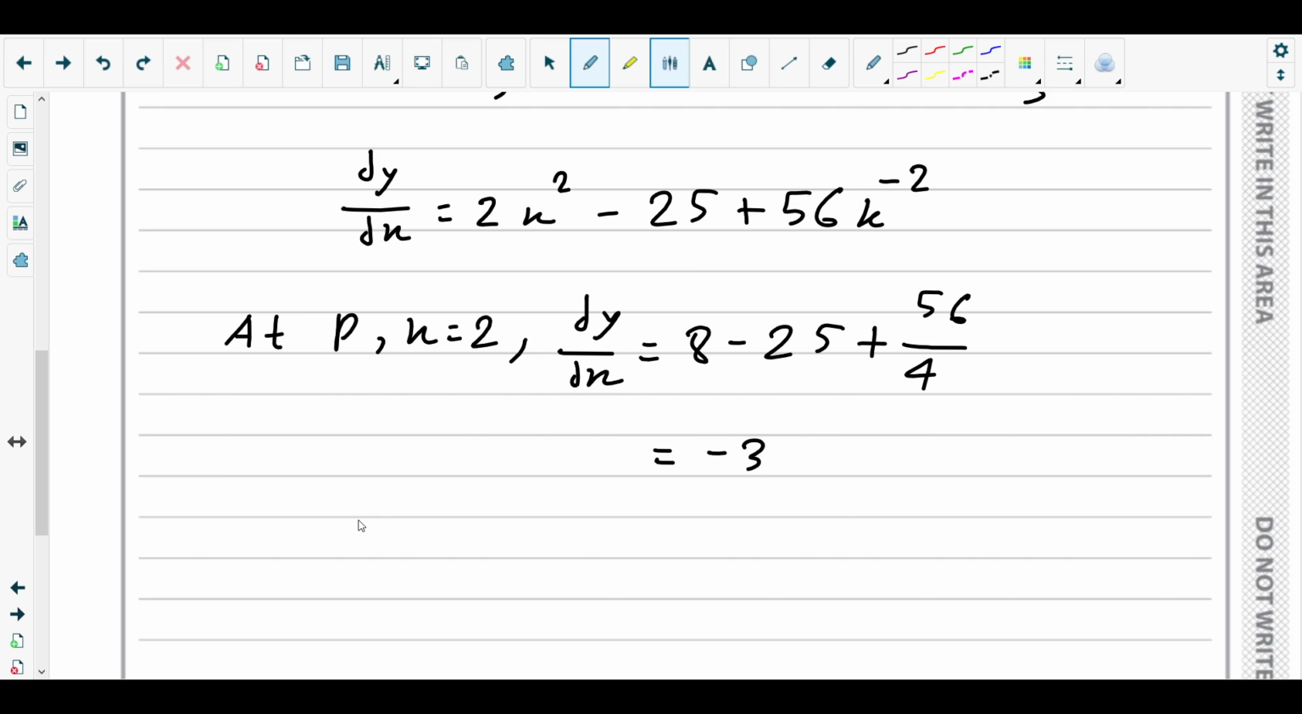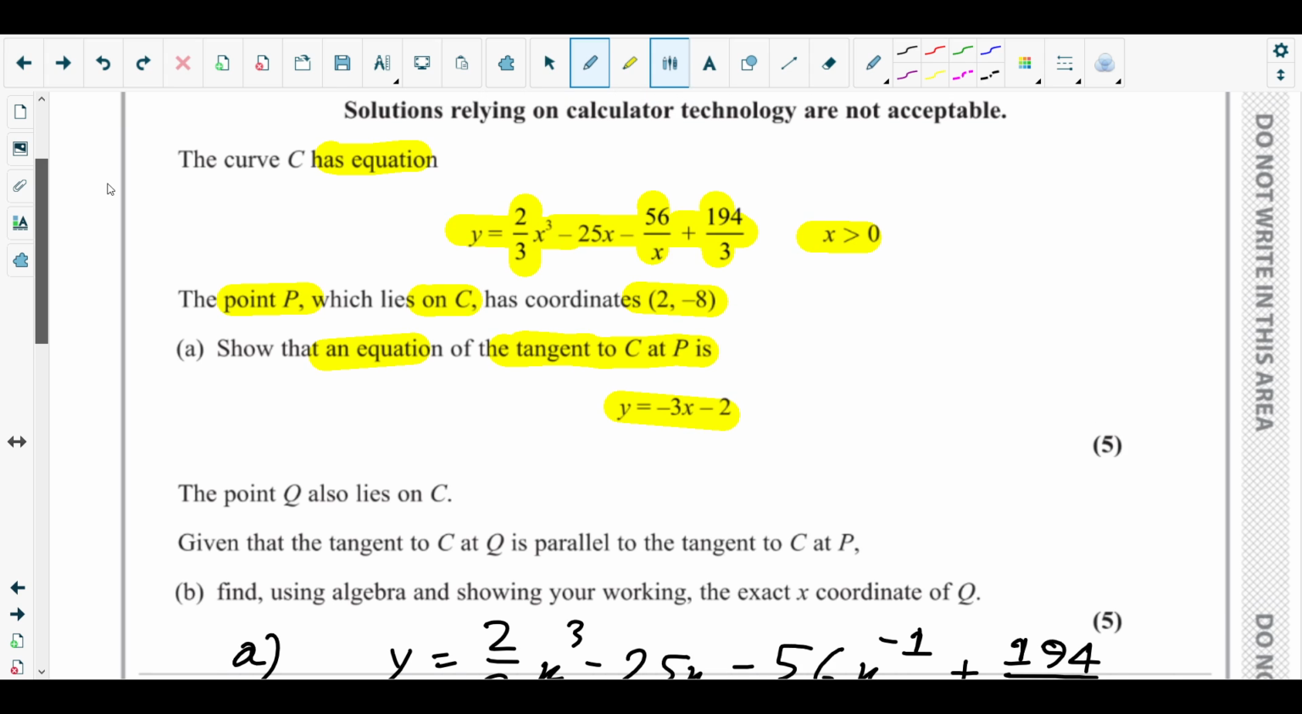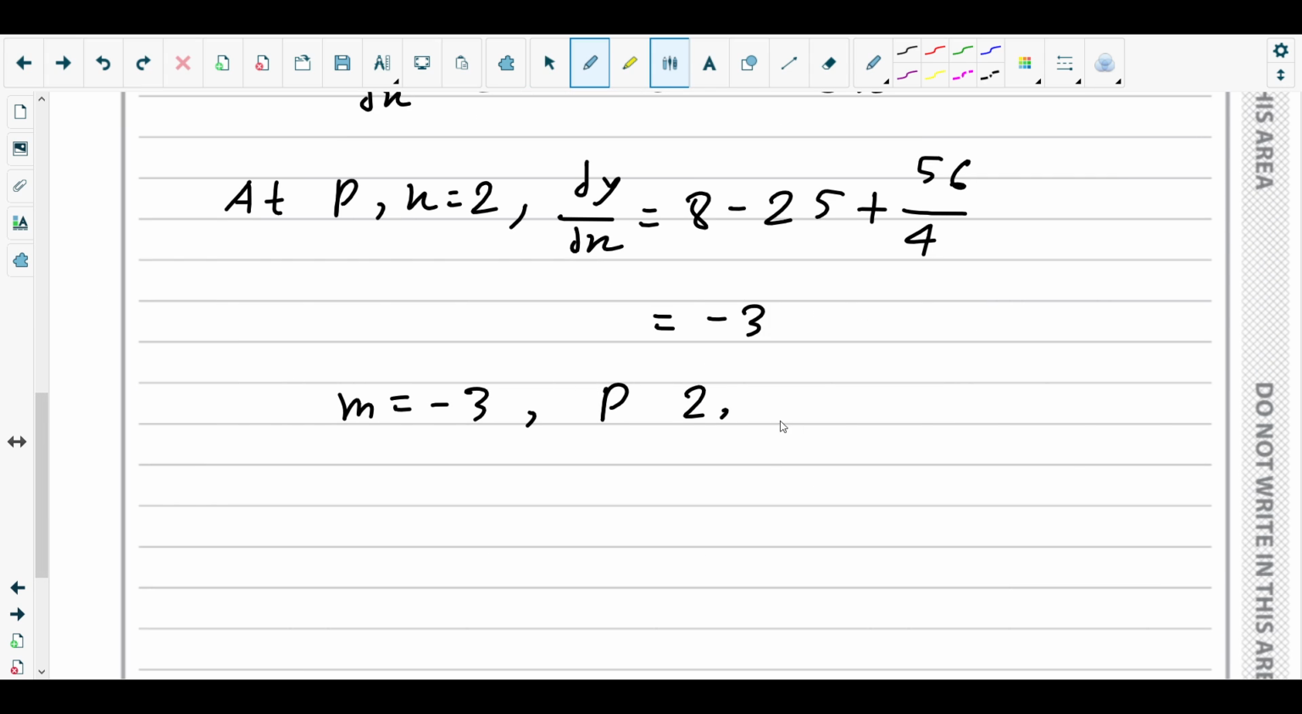So we know that the gradient of the curve at point P is the same as the gradient of the tangent at point P. So the gradient of the tangent at point P is also negative 3, and it passes through point P, which is x = 2. The y coordinate was negative 8. So now, the equation of the tangent.